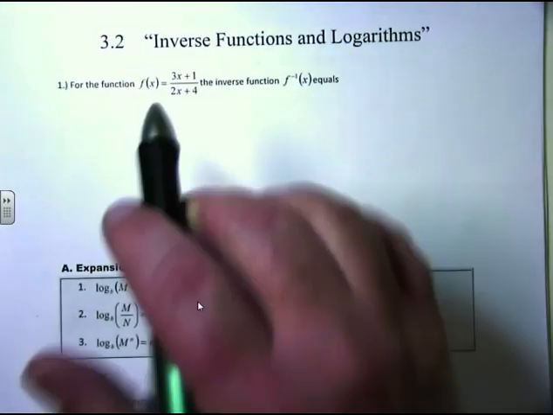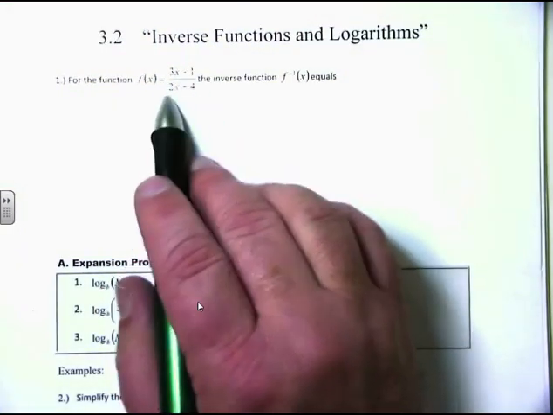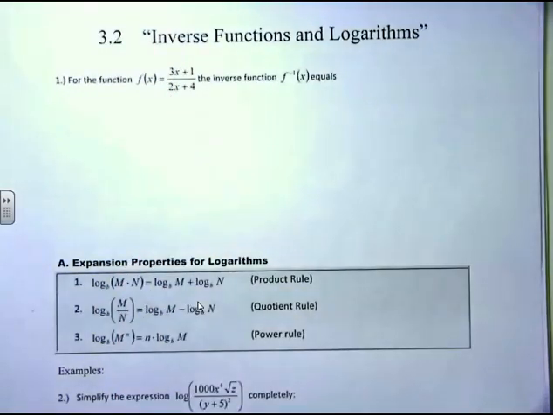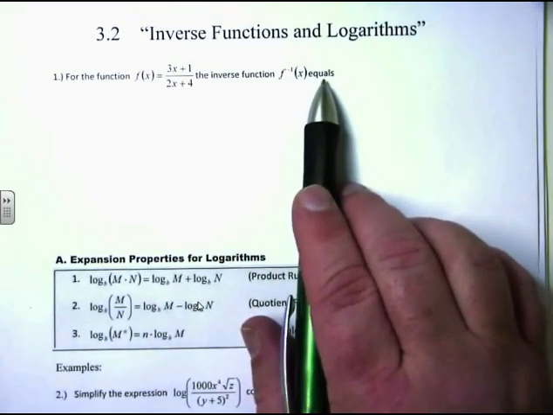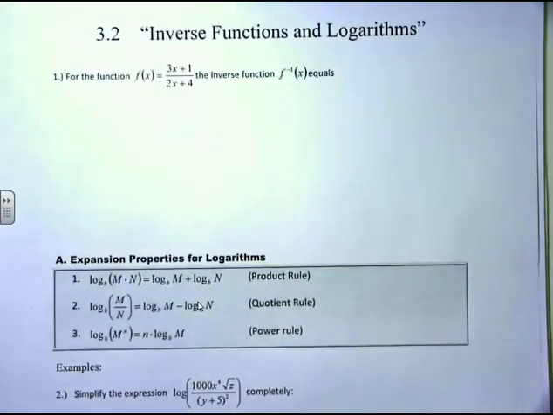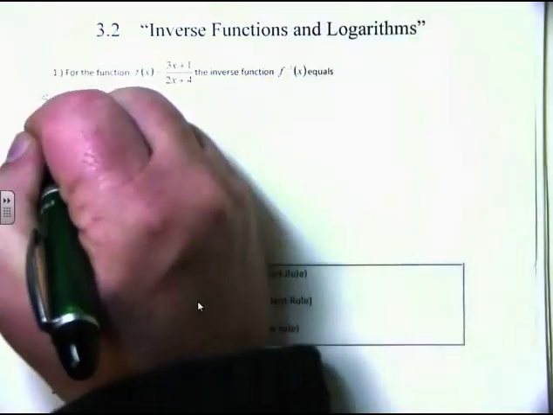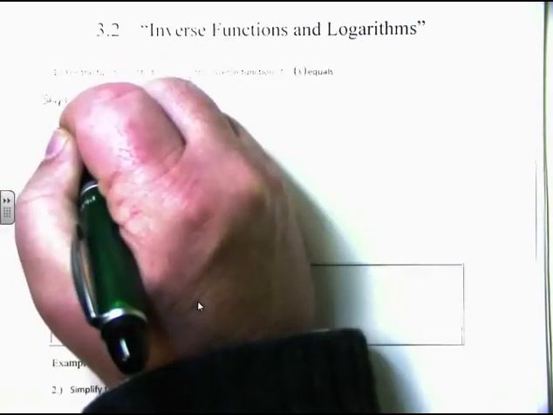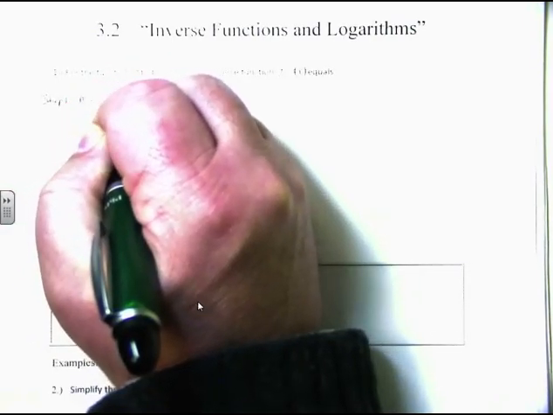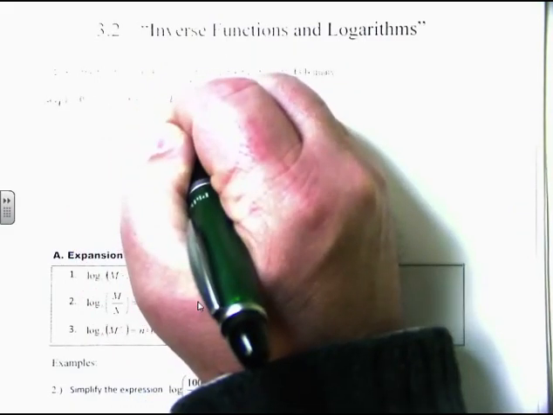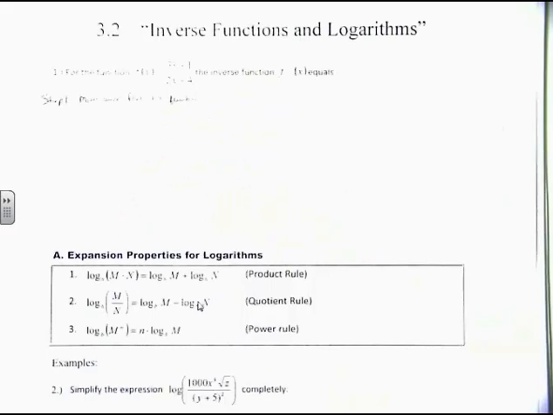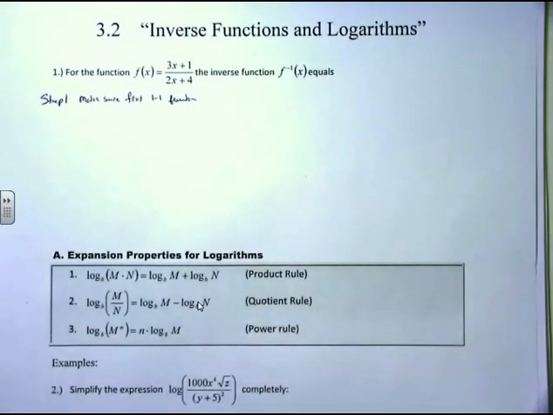All right, for the function f of x equals (3x plus 1) divided by (2x plus 4), we want to find the inverse function, f inverse of x, if it exists. The proper steps to figure out if a function has an inverse function are this. Step 1: make sure f of x is 1-to-1. A 1-to-1 function means that for every x you have as an input, there's going to be a unique y as an output.